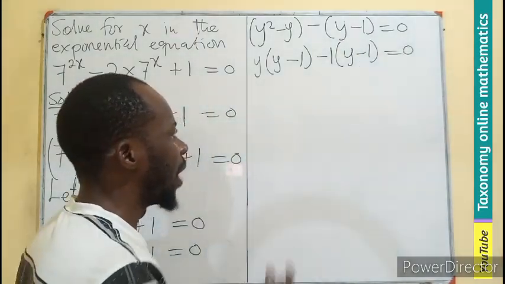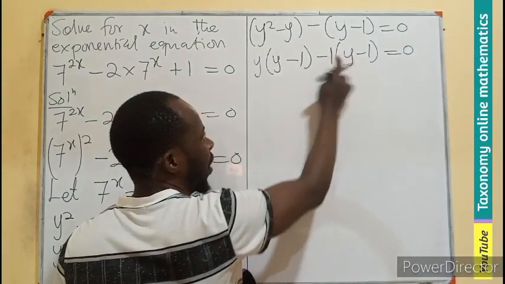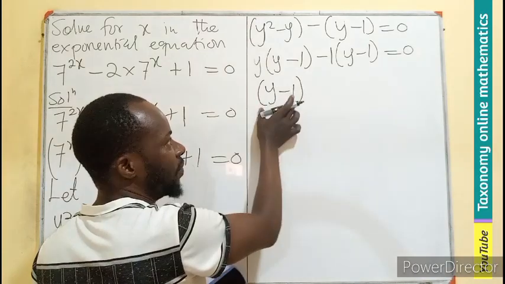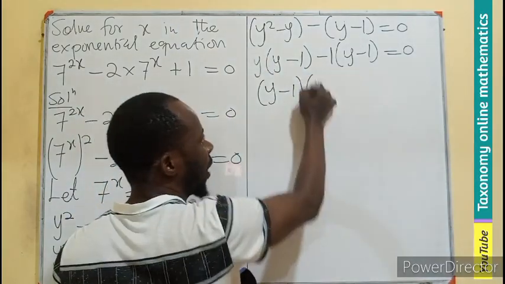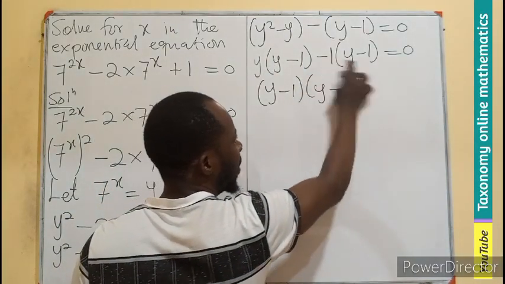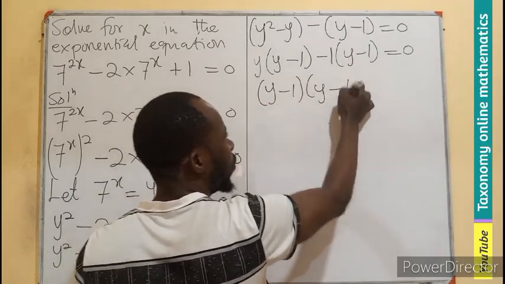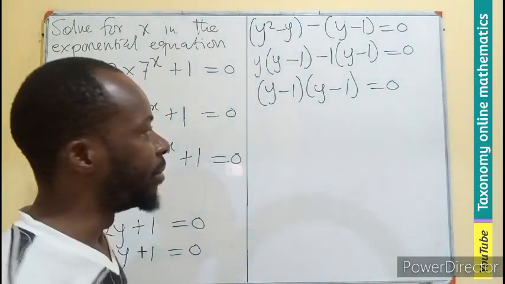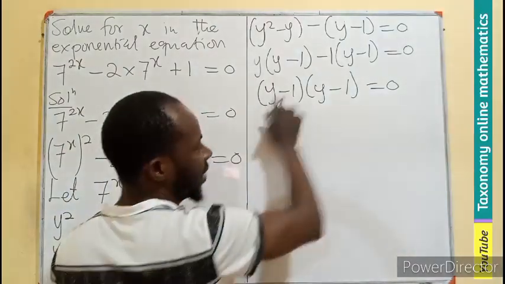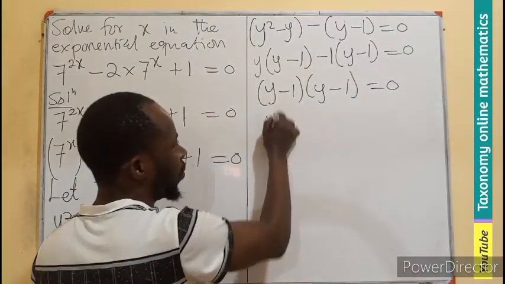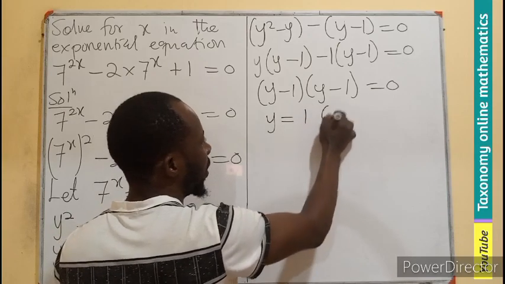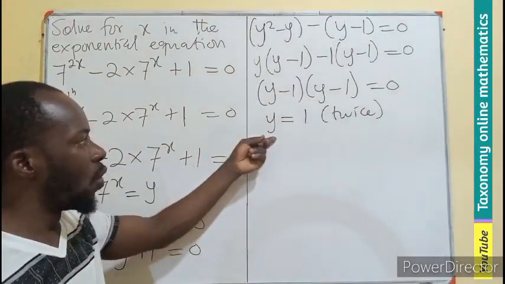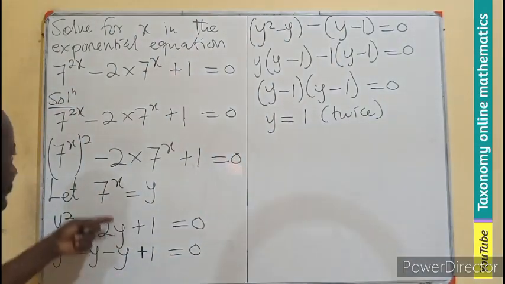So you can see that we have a common factor, which is y minus 1, the one in the bracket. If this is divided by this, you are left with only y, and dividing this by this gives you 1. So you can see this is going to be the same bracket twice. So either this is 0 or this is 0, meaning y equals 1, and that will be a double root. So now that we know y, we are not looking for y, but rather what?